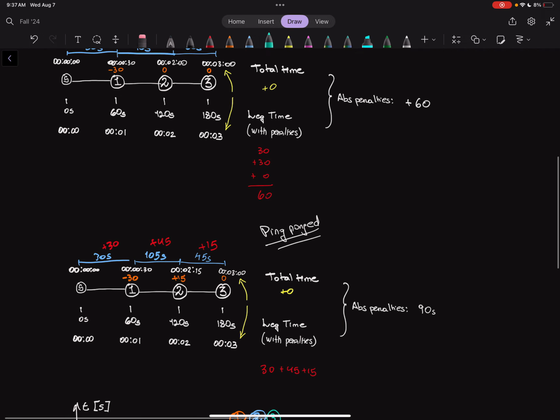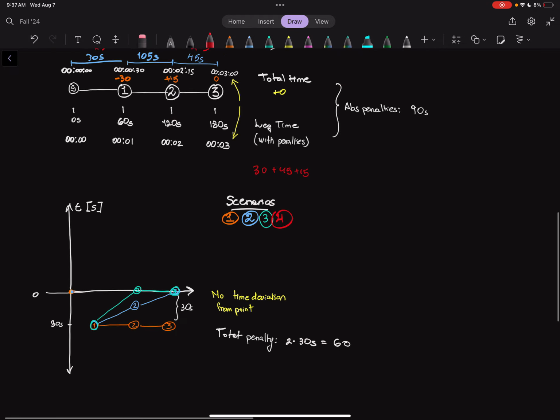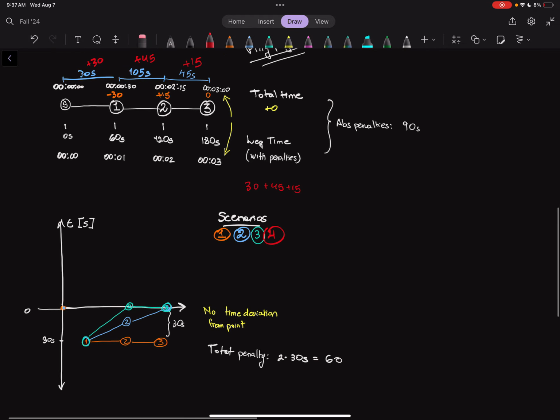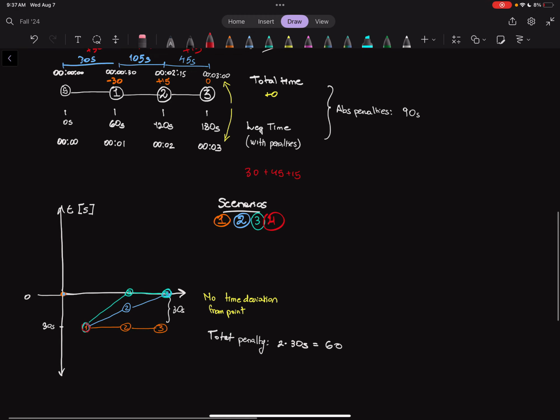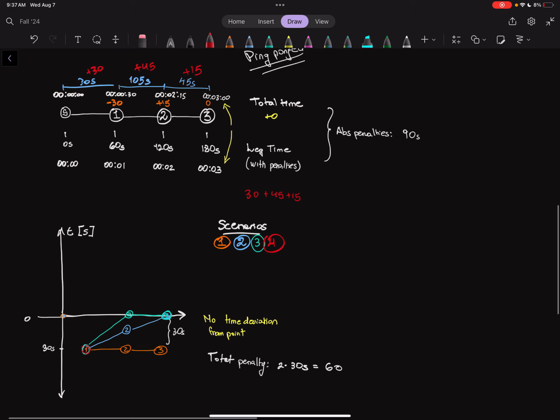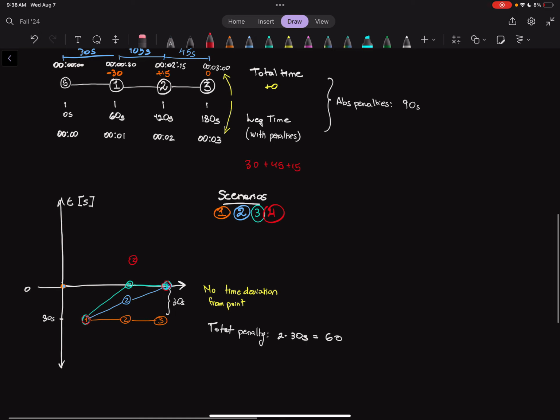Now we look at the last scenario. That would be, we'll do it in red. That's the one that you don't want to do. And that would be right here. Now what we're going to do is we're 30 seconds early. Then we're 15 seconds late. So now we're here. And then we are 0 seconds on our third point.